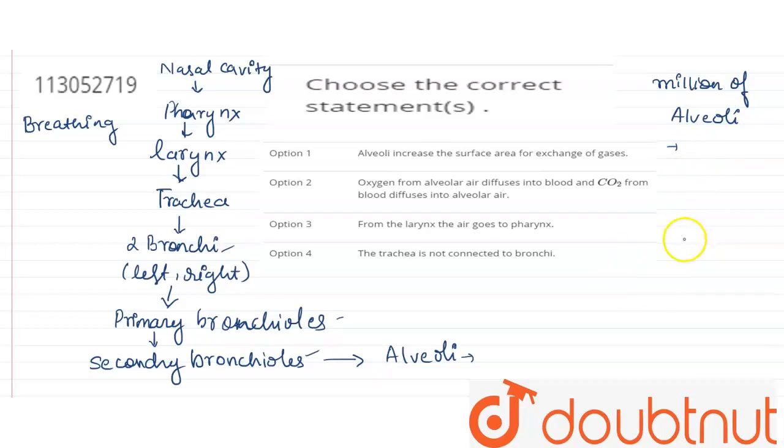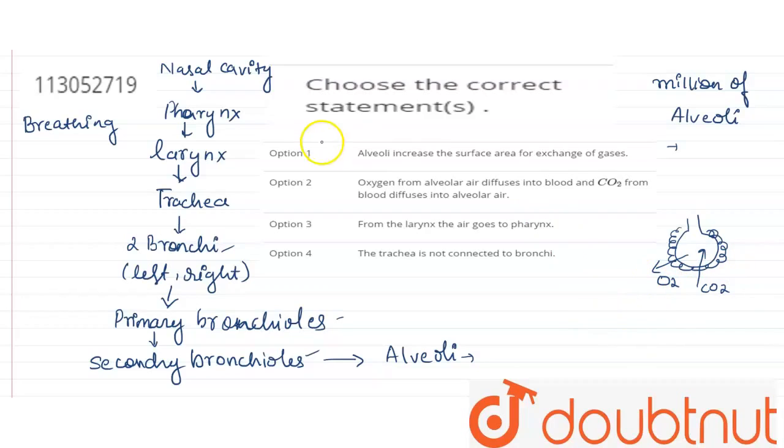Now what happens, just suppose this is your alveoli, and this alveoli is surrounded by blood capillaries. When we breathe, the air comes in contact with the alveoli, and the oxygen goes into the blood capillary. From the blood capillary the CO2 goes inside the alveoli. This is how the exchange of gases occurs in alveoli.